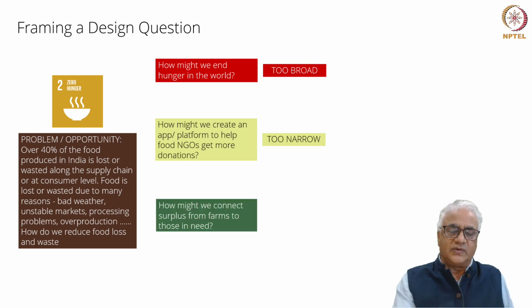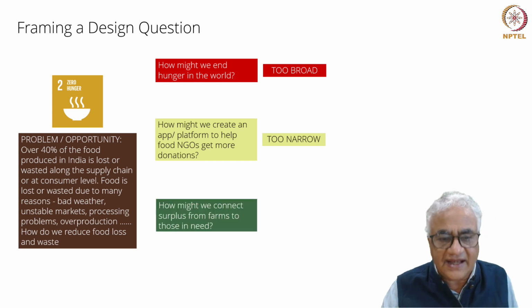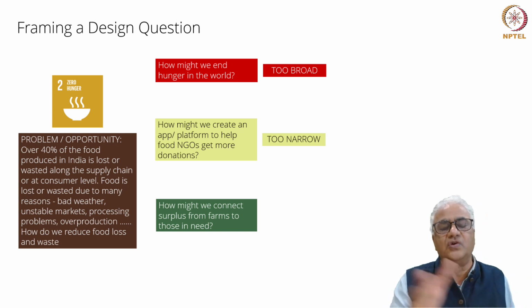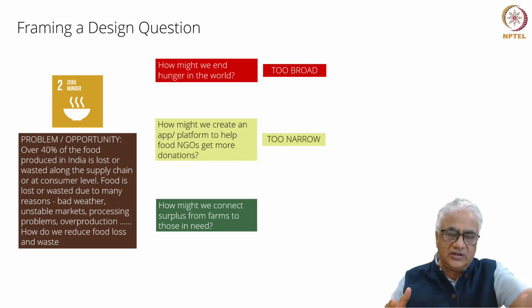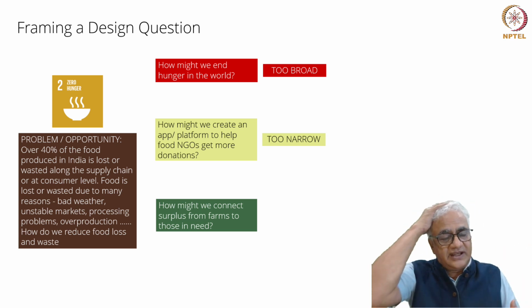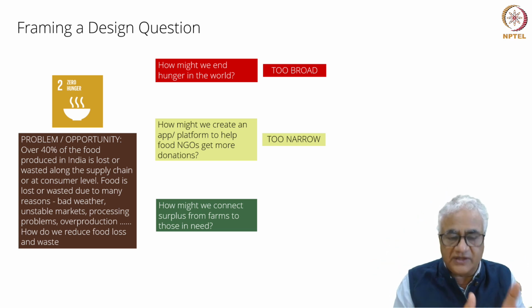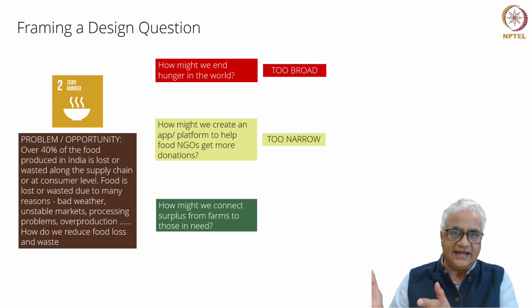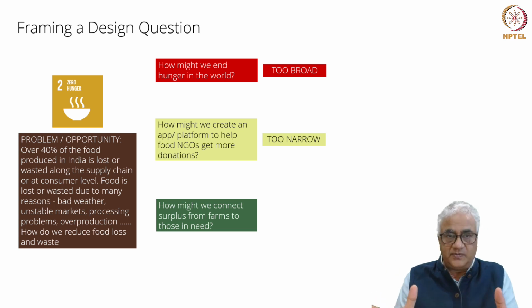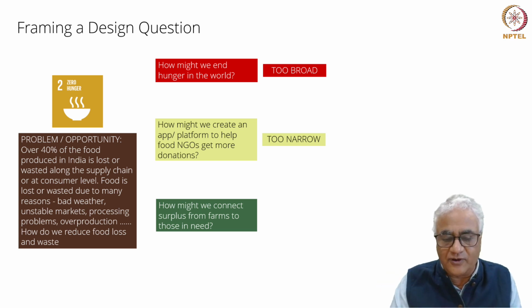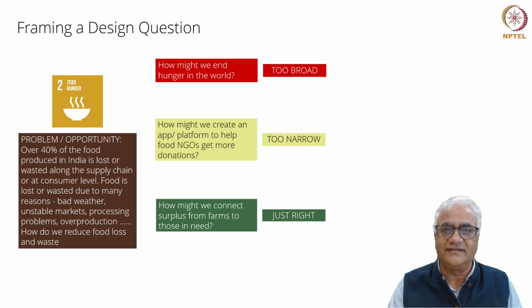So therefore, look at this question. How might we connect surplus from farms to those in need? So farms, you will notice that in zero hunger, you will get the information that farms get surplus food. Now, one of the things you will say, I want to end hunger by connecting the surplus from the farms to those in need. You want to connect the surplus to those in need. So therefore, I'm sure you already know the answer. The answer is, it is just right.